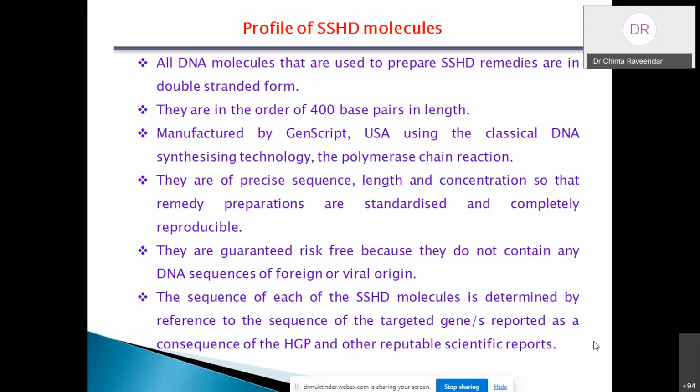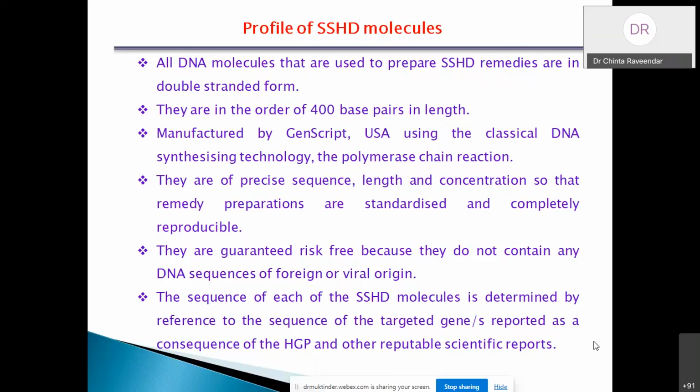So they are of precise sequence, length, and concentration, so that remedy preparations are standardized and completely reproducible. One cannot escape, as it can be checked in other labs. They are guaranteed risk-free because they do not contain any DNA sequences of foreign origin or virus. See, that is why many homeopaths now come across this: our drugs produce cancer, then how can you treat that? When we speak about the genes, they immediately question: if your drug triggers a wrong gene, then you develop RA, you develop cancer like that. But the sequence which we have identified is a safer sequence, so that we can explain with so many scientific publications.